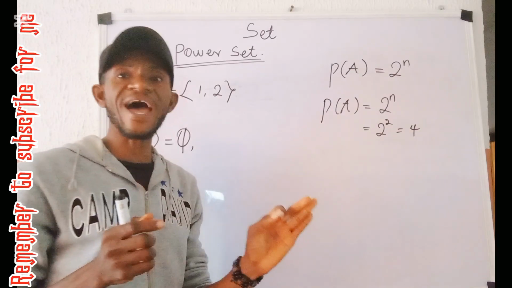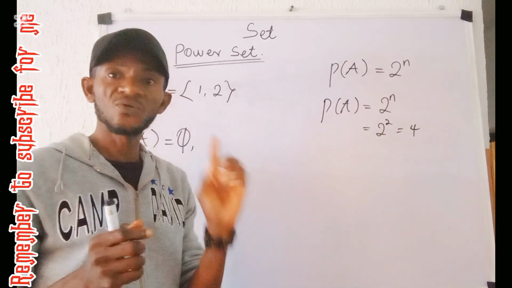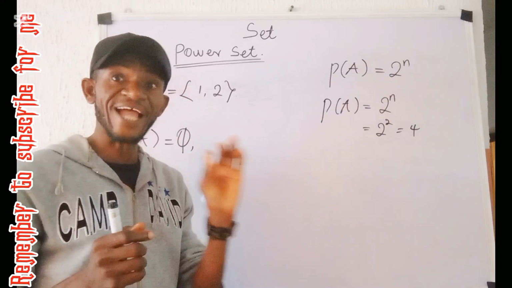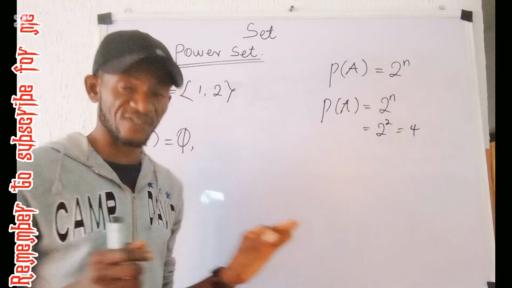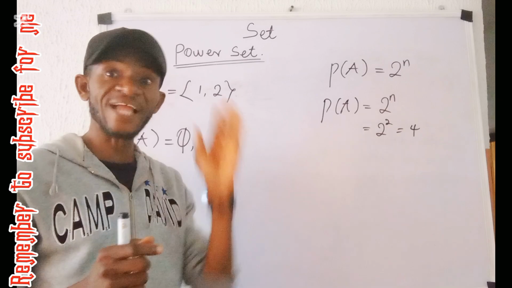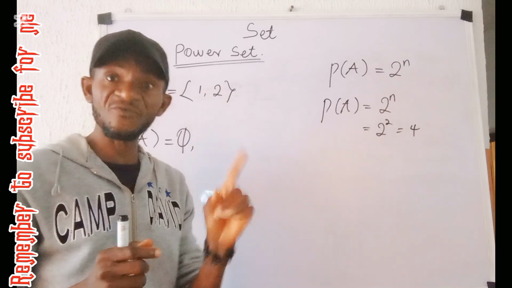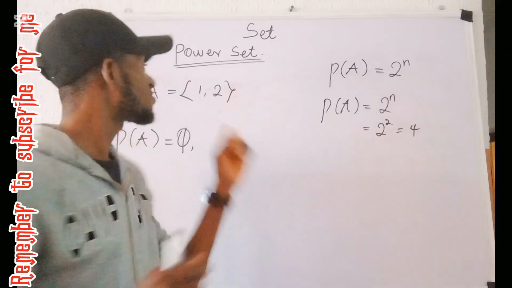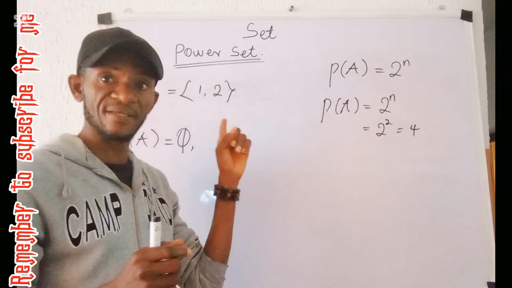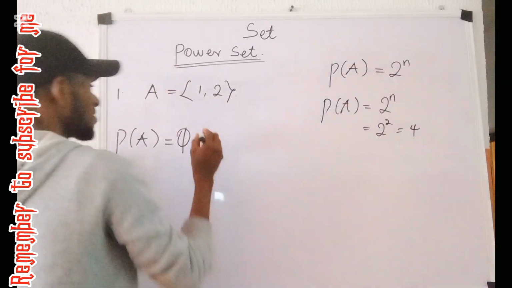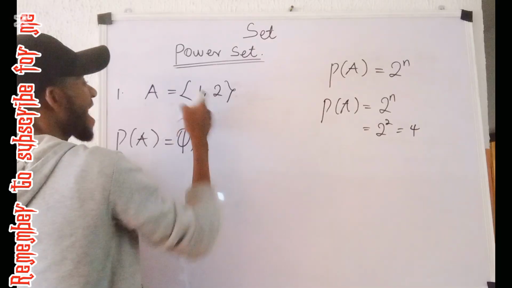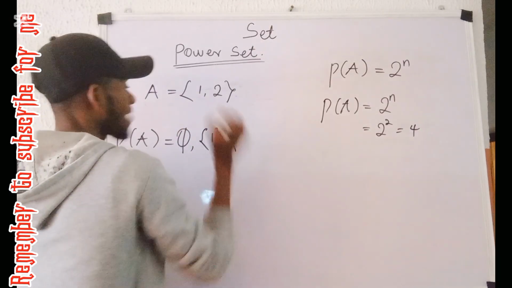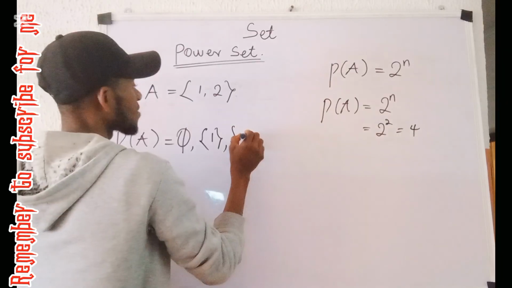Then we go and write all sets with 1 element. That is singleton sets. All sets that we have that will have 1 element in them. They are going to be subsets of this set A. We begin by this. We open. Here I have 1. This is a set. I close. I open again.